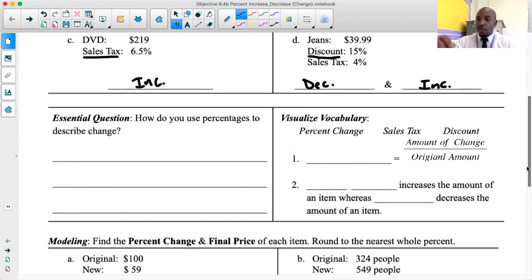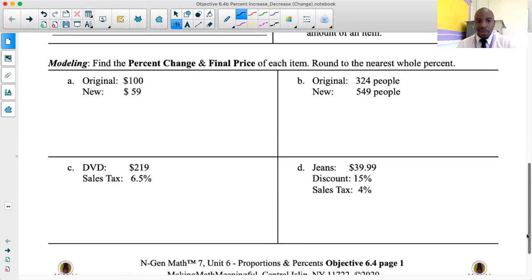If you ever need to go back and remember what sales tax or discount is, there is a visualizing vocabulary section here that should be able to guide you in the right direction. All right. Look at the modeling with me. I want to do modeling A, B, C, and D with you to help you understand how to calculate percent change and find the final price of these items.